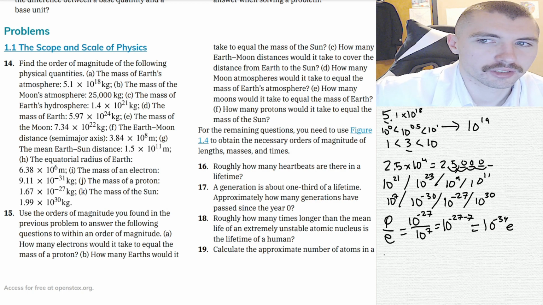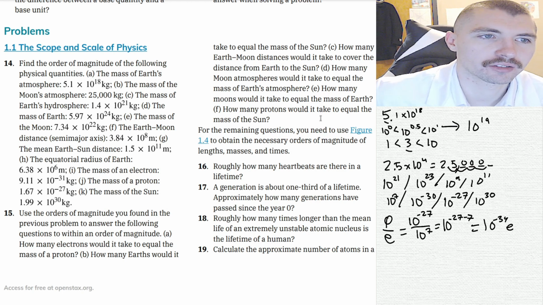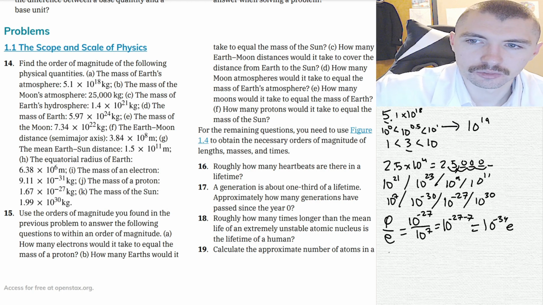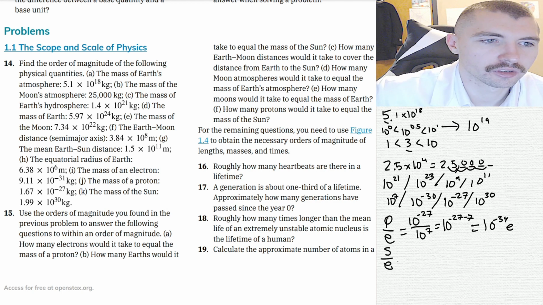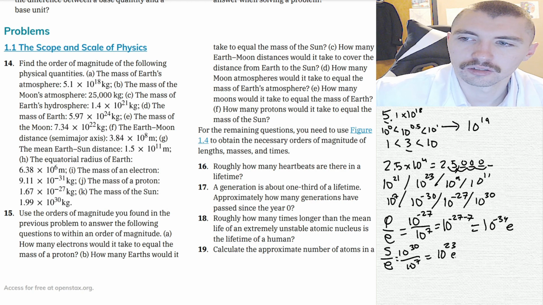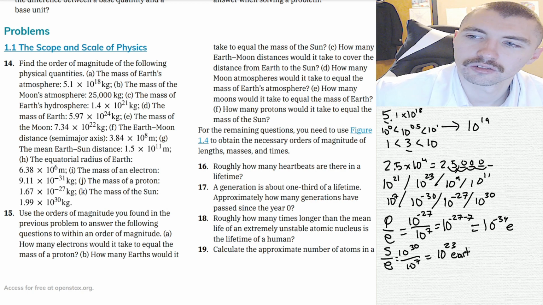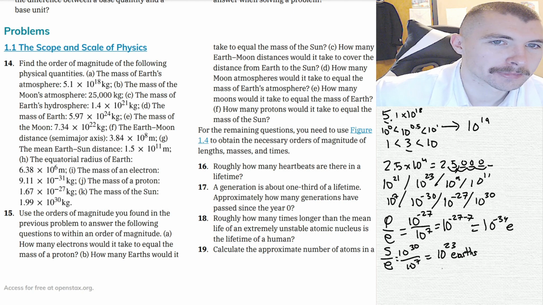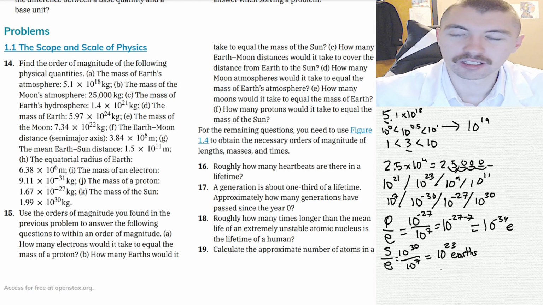All right, now let's see. How many Earths would it take to equal the mass of the sun? So we're taking the sun divided by the Earth, and we know the sun is 10 to the 30 divided by the 10 to the 7, and that is 10 to the 23 Earths. It's a lot of Earths.